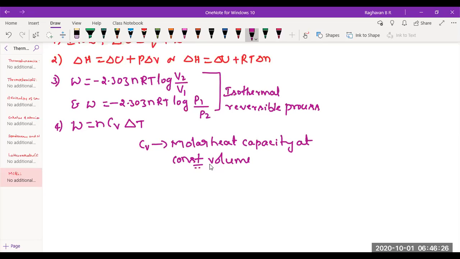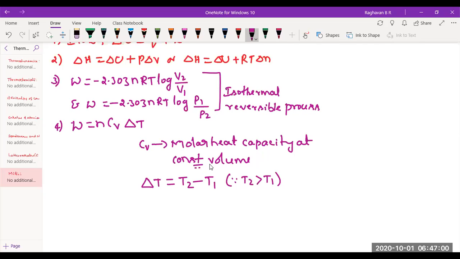Molar heat capacity at constant volume. And delta T, you should be a little more judicious while taking delta T. Generally, delta T or any change will be higher minus lower. Likewise, in case of delta T, it can be either T2 minus T1 or T1 minus T2, depending on whether it is adiabatic expansion or adiabatic compression. So when you take T2 minus T1, it obviously means that T2 is greater than T1. That's why we have taken it like that.